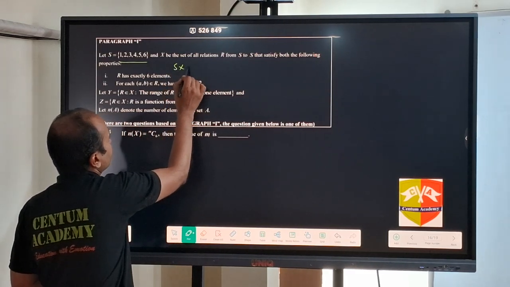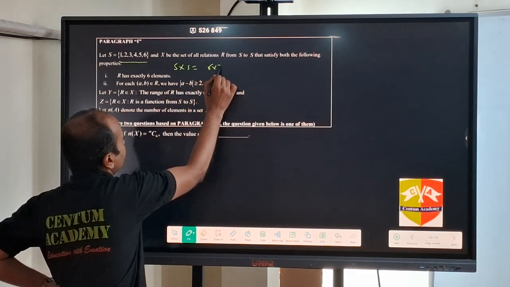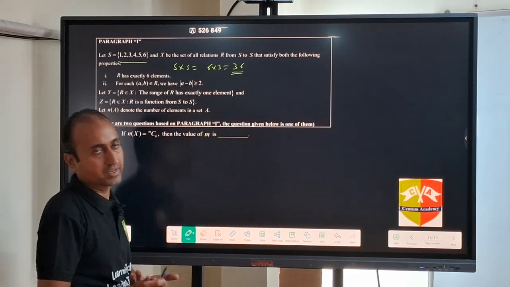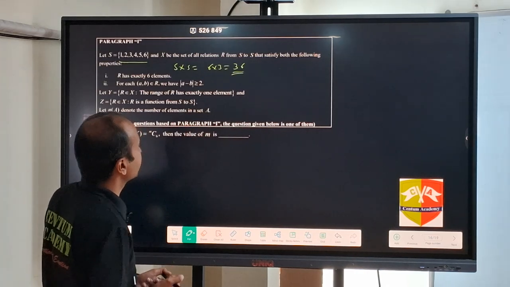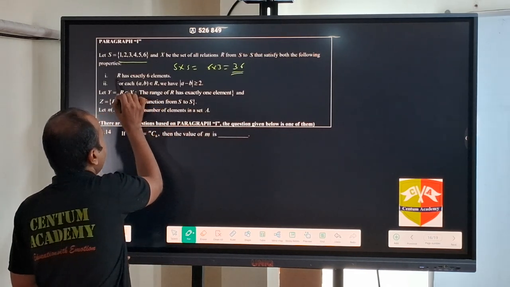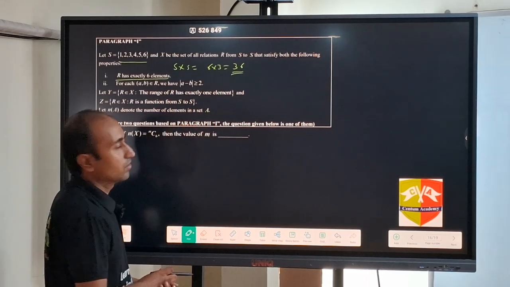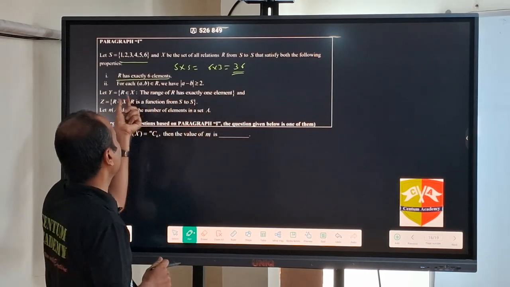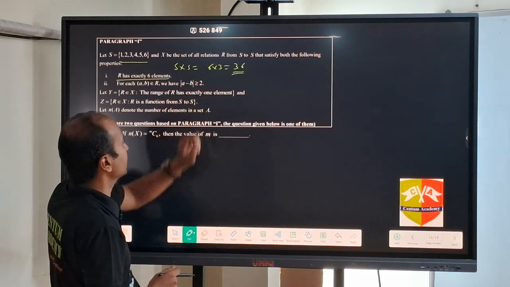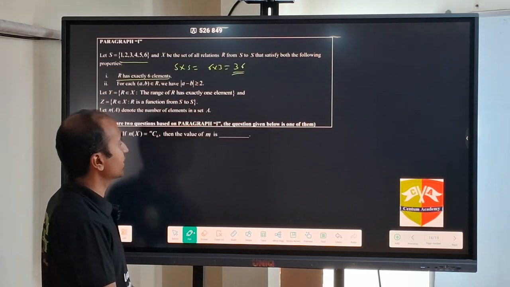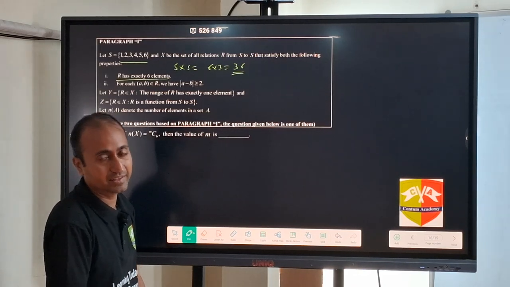So, first of all, S cross S, how many elements will be there? 6 times 6, that is 36. And you know that any subset of S cross S will be a relation. But they should also be satisfying the following conditions. R has exactly 6 elements. Out of these 36 elements, you have to pick 6. But not from any 36, you have to pick all the elements such that the difference is greater than or equal to 2. So, let us subtract from these 36 pairs the pairs where the difference is less than 2.